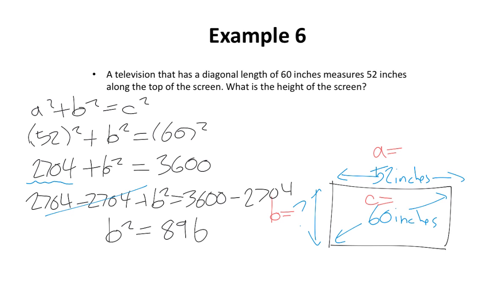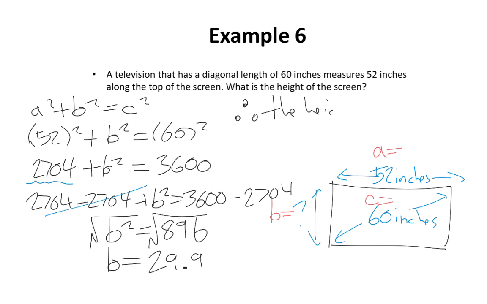But we want to figure out what b is equal to, so let's get rid of the square. To do that, we need to square root both sides of the equation. So the square root of 896 is approximately 29.9 inches. So let's write a concluding statement. Therefore, the height of the TV is 29.9 inches.